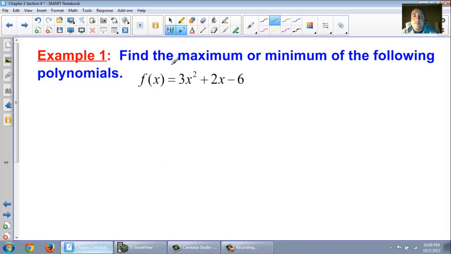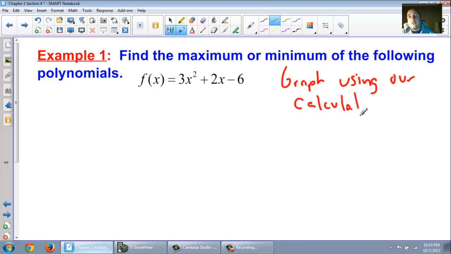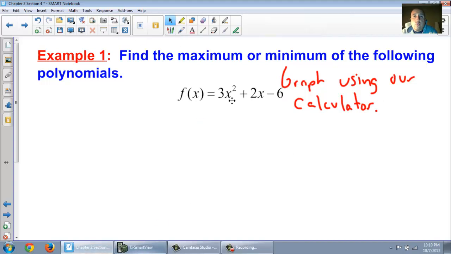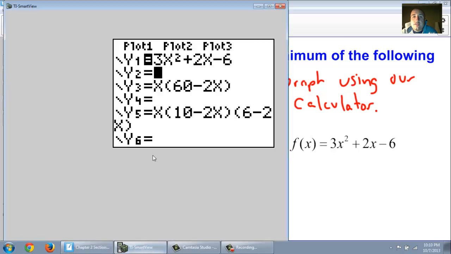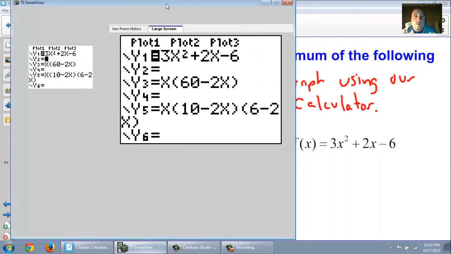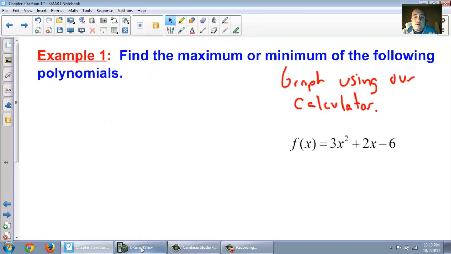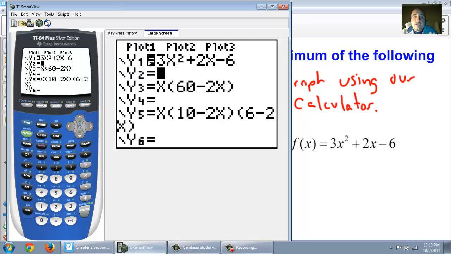Example 1: find the maximum or minimum of the following polynomial. What we're going to do is graph using our calculator. I'm going to click over to my calculator. Our equation is y equals 3x squared plus 2x minus 6. I have a bunch of equations typed in, but I'm only looking at the one on the top, 3x squared plus 2x minus 6, and that was the only one that's on, so that's the only one I'm going to graph.